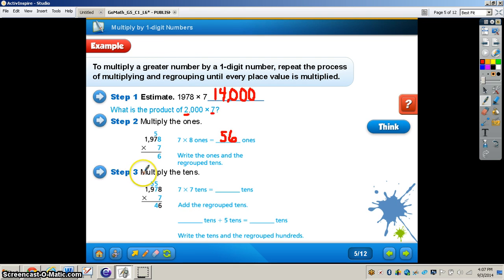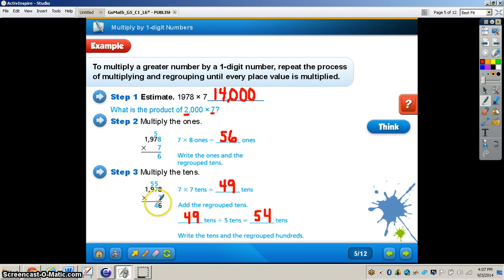And then my next step, what we're going to do is we're going to take that 7 and we're going to multiply it by the 7 tens. So 7 times 7 tens is going to give me 49. Okay, so 49 tens, which is actually equaling 490. So you're really not multiplying 7 times 7. That's actually 7 times 70. That 7 there is actually 70. So we want to add the regrouped tens. So we take our 49 tens plus the 5 tens equals 54 tens.